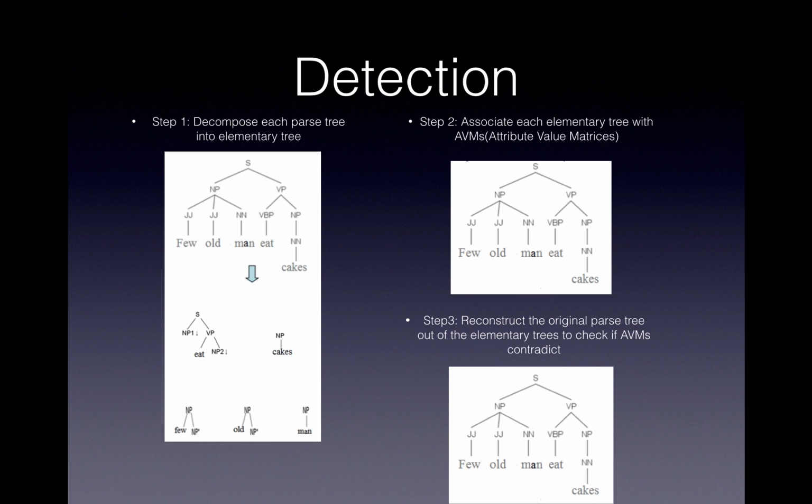Detection has 3 steps. Step 1, we decompose each parse tree into elementary trees, as the figure shows. Step 2, we associate each elementary tree with AVMs, also known as attribute value matrices. Step 3, we reconstruct the original parse tree out of the elementary trees to check if AVMs contradict.